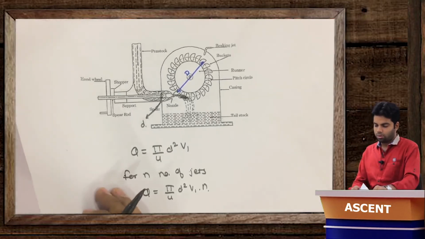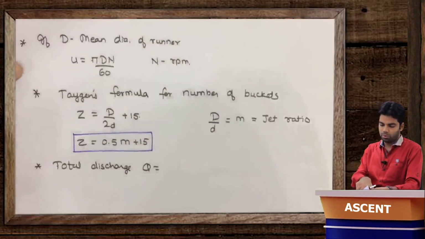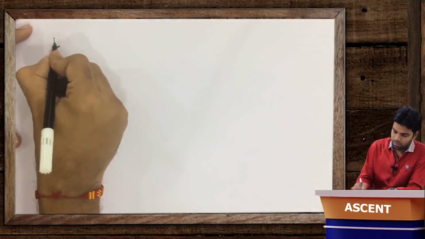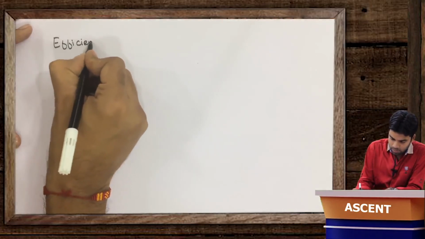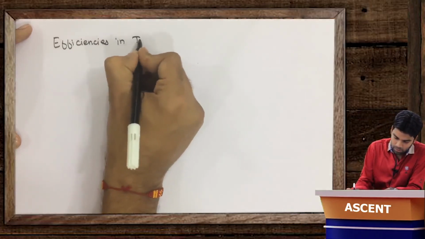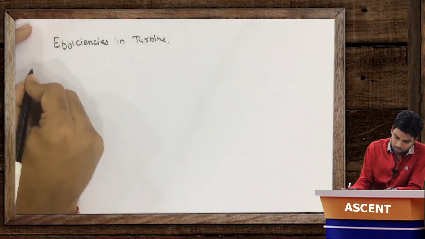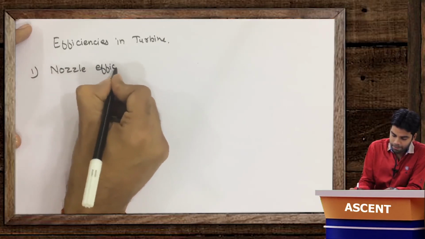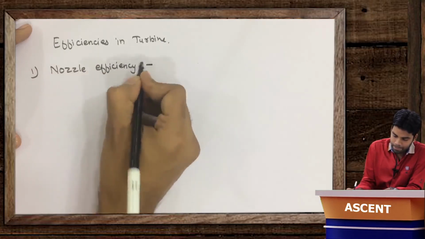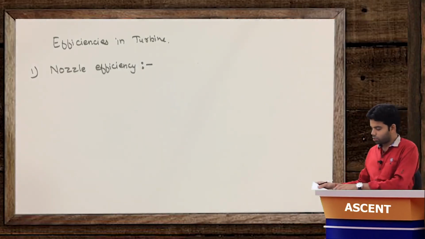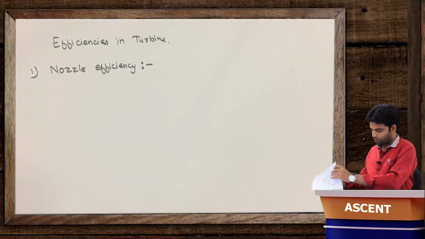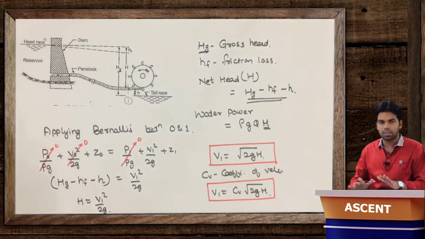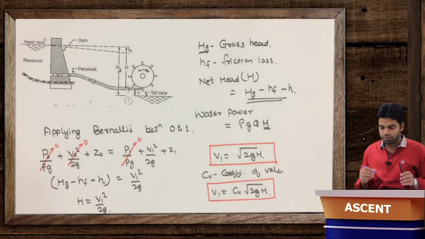Now coming to the efficiencies of the turbine, a very important thing. The very first efficiency is the nozzle efficiency. One thing I told you students, the total power available here, I will tell you with the help of this diagram. Just understand this very carefully, and once you understand this, you will be able to find each and every type of efficiency very easily.